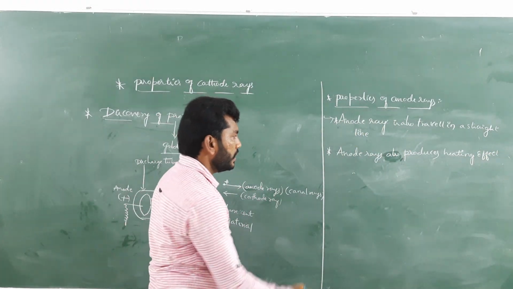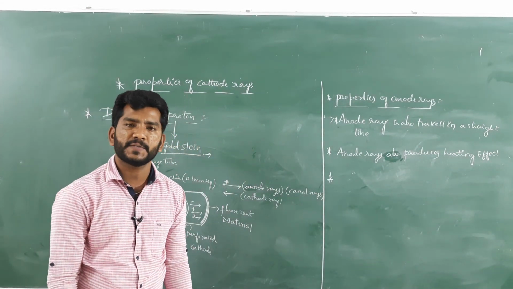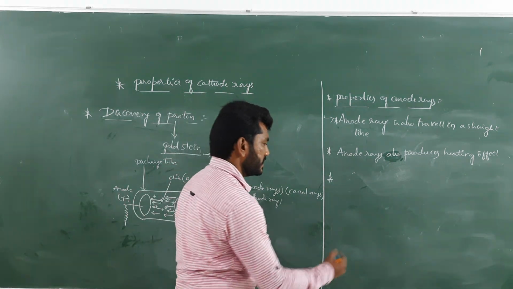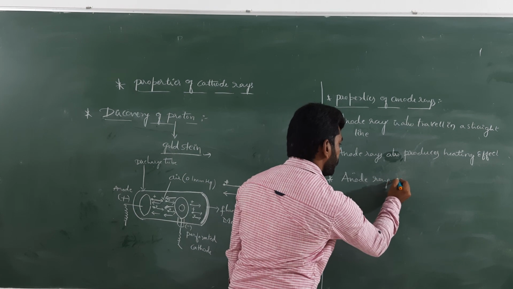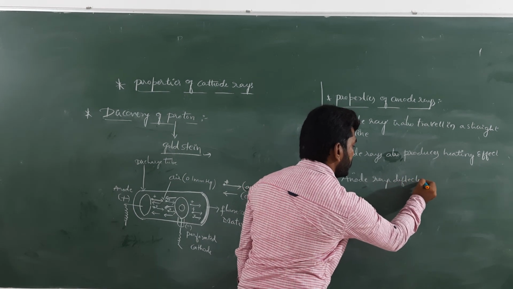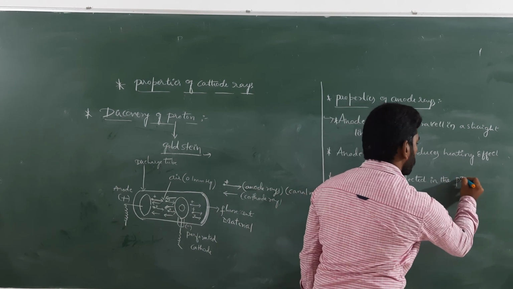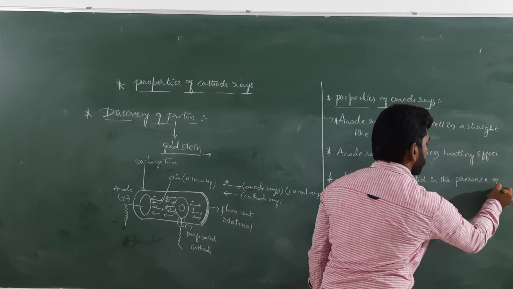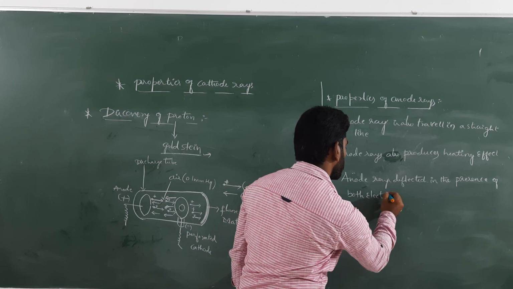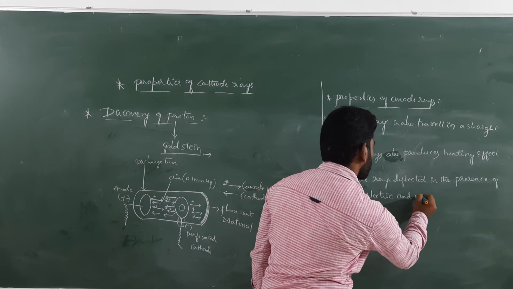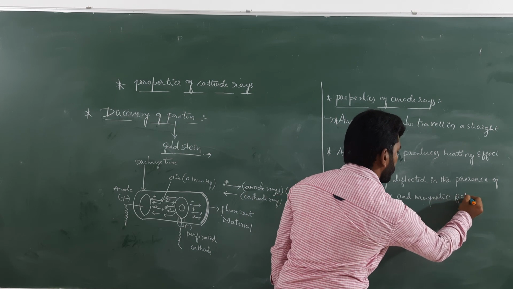Okay, the third one: anode rays are also deflected in the presence of both electric and magnetic fields. The same thing, guys: anode rays are deflected in the presence of both electric and magnetic field.